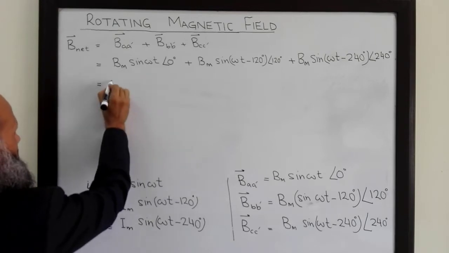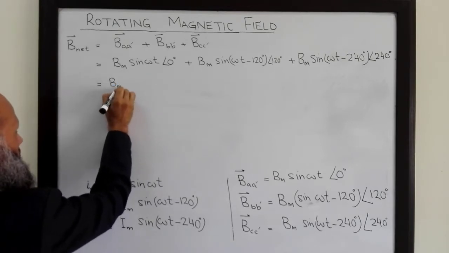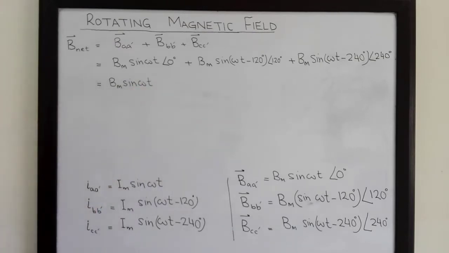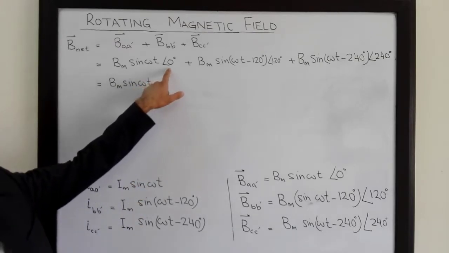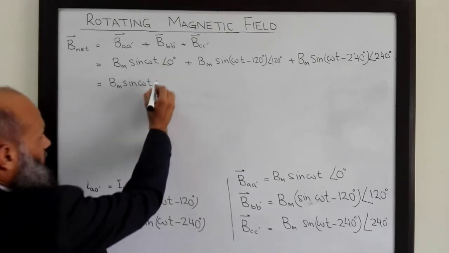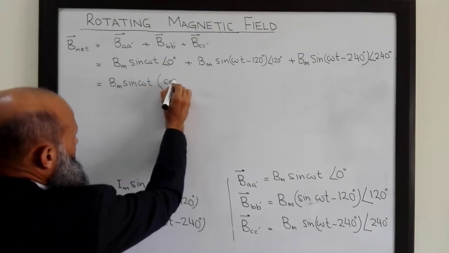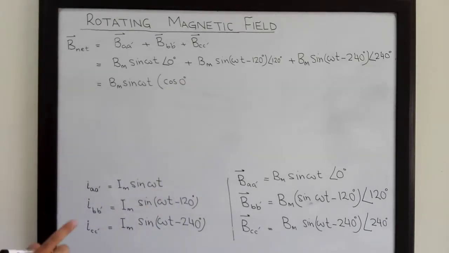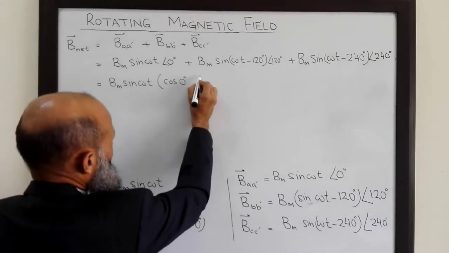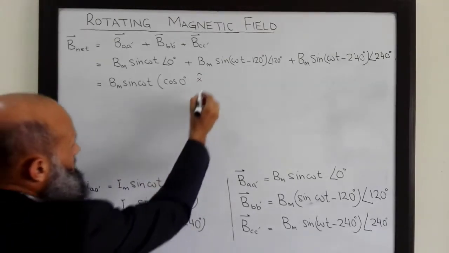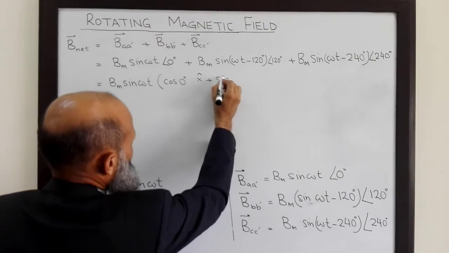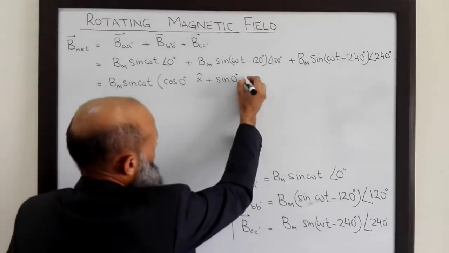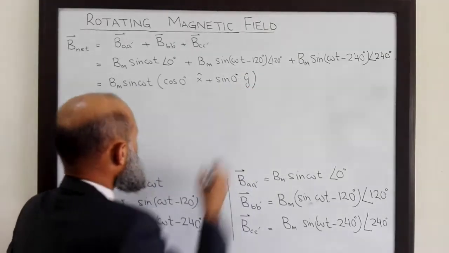So this vector is Bm sine omega t. To determine the horizontal component, we multiply it by cosine of the angle, that is cosine of 0 degrees, and we represent the horizontal component by the unit vector x hat, plus sine of 0 degrees, and the vertical component is represented by the unit vector y hat.